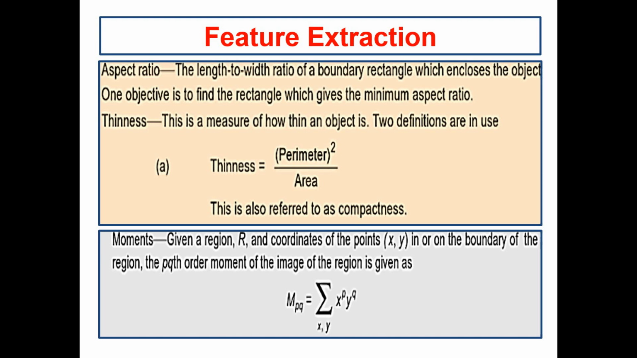The moments we usually don't calculate as much in our examples, but given a region R and coordinates x comma y in or on the boundary of the region, the pqth order moment of the image is given by this formula. So around the image, about the edges of the image, the relevant portion and the non-relevant portion. In that portion, whatever be the value of x and y of the pixel, that will be considered and multiplied and summed. Alright, so this is the moments, but moments usually we don't take into account for our calculation purposes most of the time.